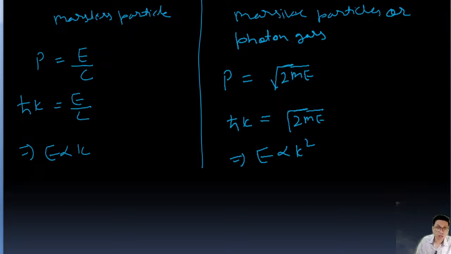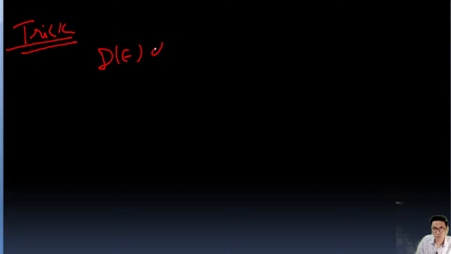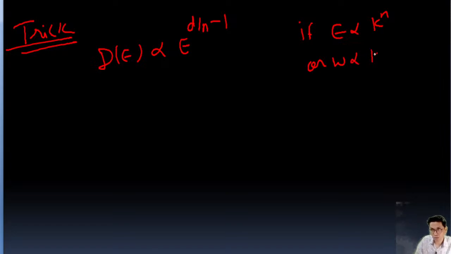Now a very important thing I'm going to explain here, the trick. The trick is that the density of state you need to find out is going to be proportional to E to the power d upon n minus 1, if E is proportional to k to the power n, or omega is proportional to k to the power n. Okay, n is an integer, guys, and d is the dimension.